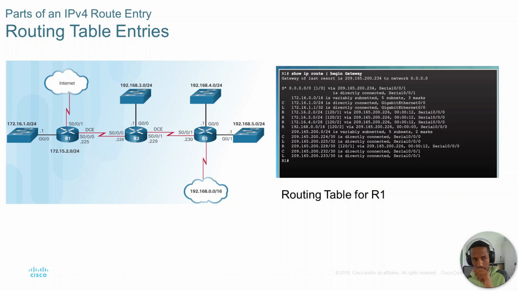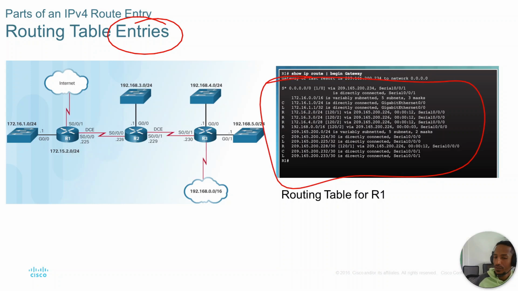And another important topic is what kind of information. Routing table entries, we call them entries. The information that you see is called an entry. This is one entry, that is one line. This is another entry, another line, another line. So every one of them, they are called entries.